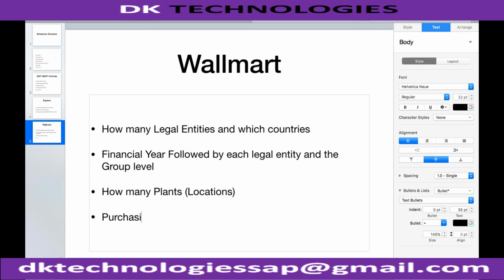Purchasing structure. When I say purchasing structure, I mean how many purchasing departments they have. Within the purchasing department, how many different teams they have. That is, whether I need a separate purchasing department for purchasing the materials and purchasing the services, or I have a common purchasing department throughout the world who is responsible for purchasing. So, purchasing structure.